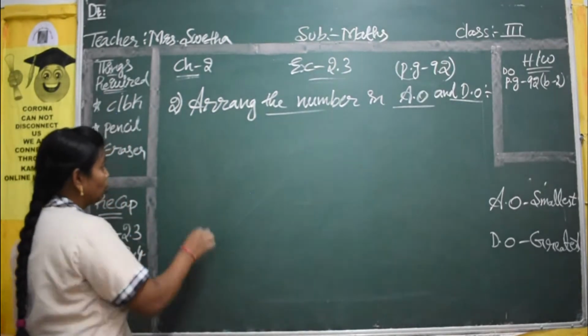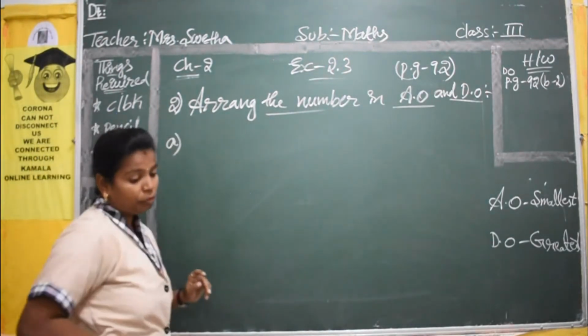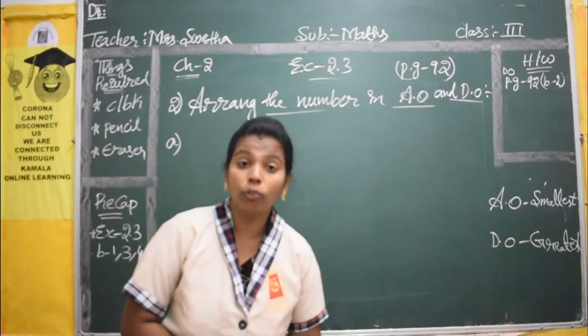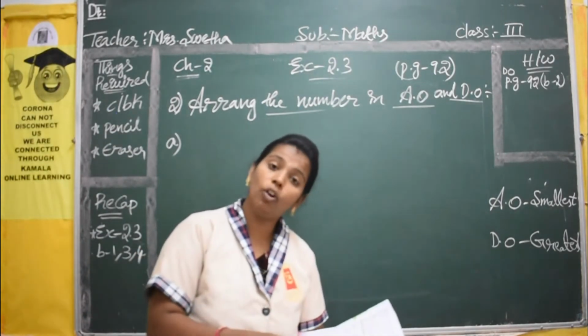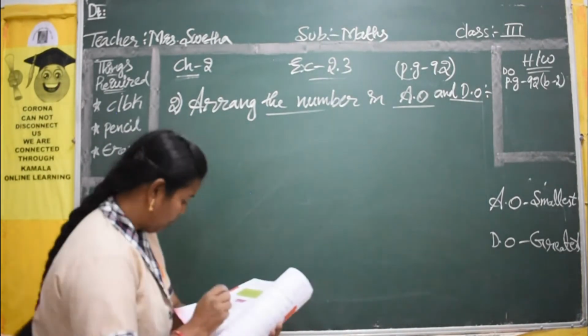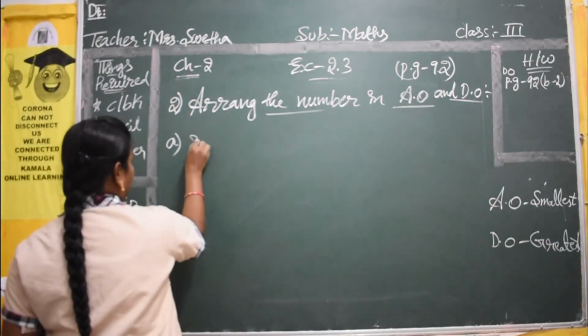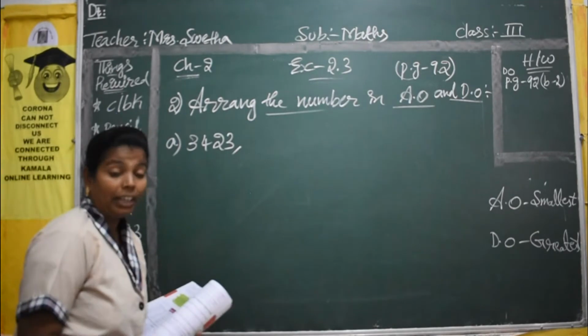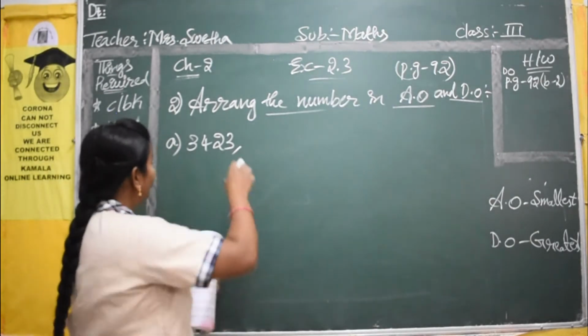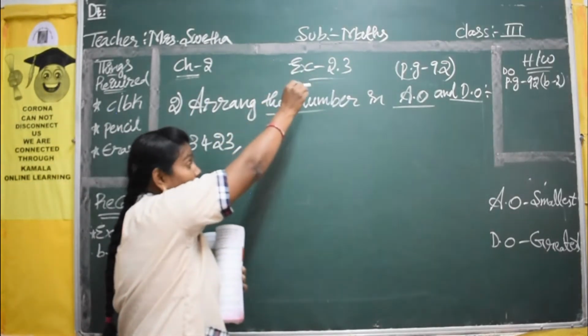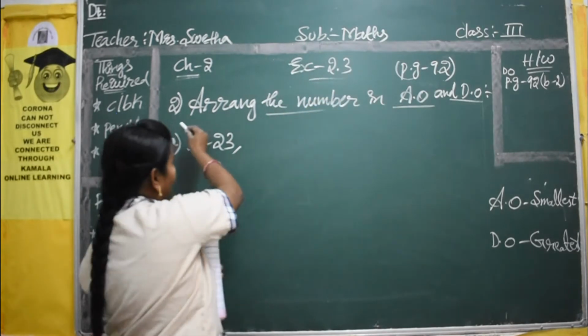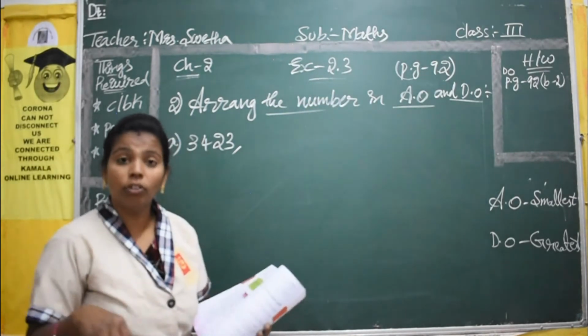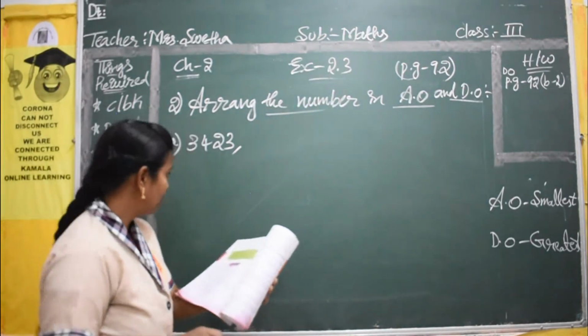Okay children, so today we have a few questions where you have to arrange those numbers in ascending order and descending order also. We will see with the first question. First we will write the question. Whenever you are writing in class, children, you have to write like me: chapter number, date, exercise number, page number, then you write the heading, then you start with your problems.